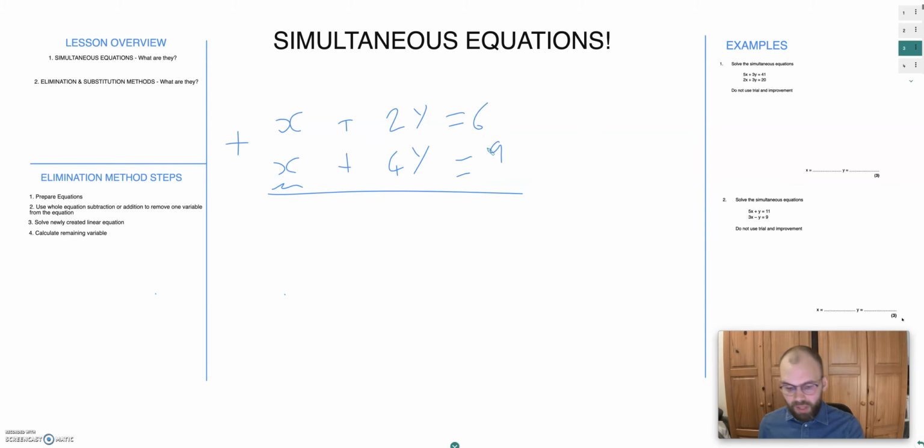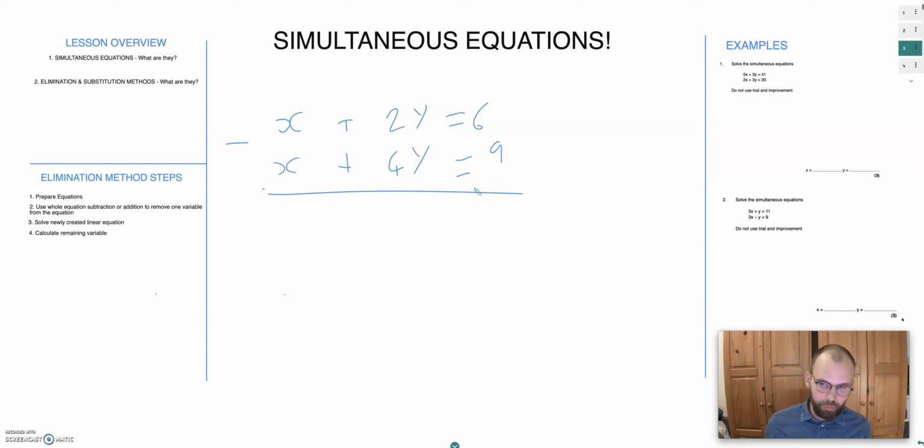Okay? And you can do this because we know from linear equations that you can do anything to one side, but you have to do it to the other side. And because these sides are equal, because of the equals, we are doing the same thing to each side when we add or subtract a whole equation from another equation.